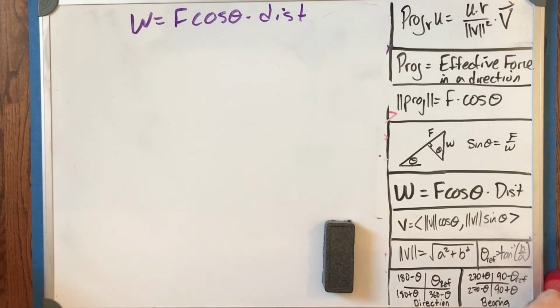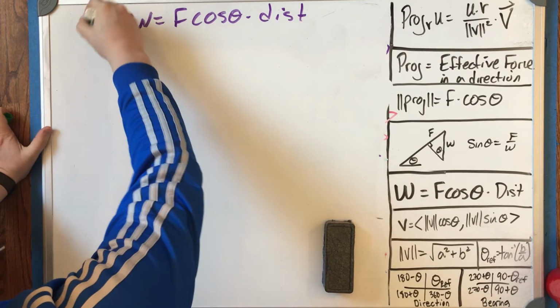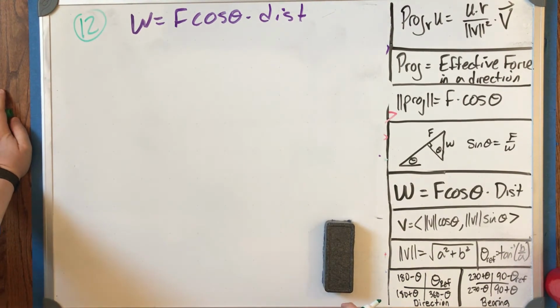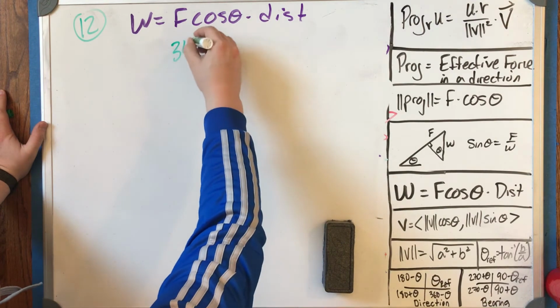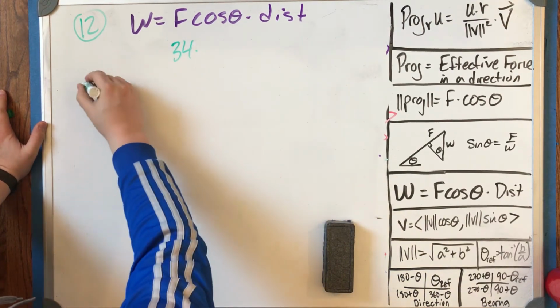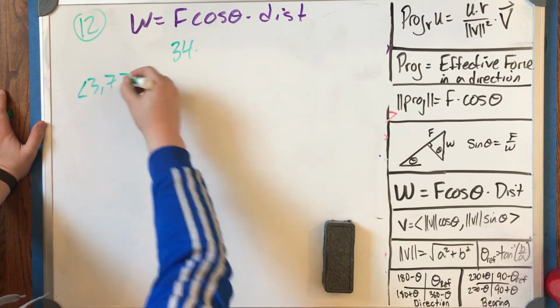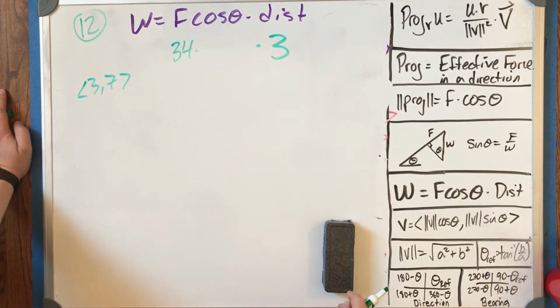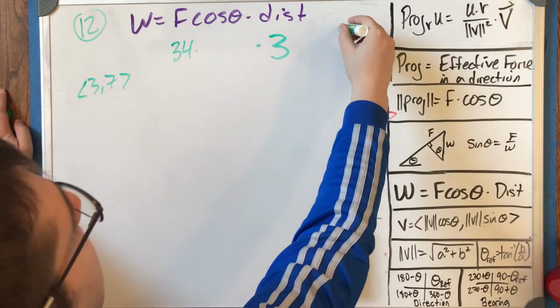Just leave that formula up there. Okay, 12, still doing force times cosine theta times distance. This time they tell us that the force is 34, acting in a direction of 3, 7, moving an object 3 feet. Okay, so that's the distance along the line y equals 2x.